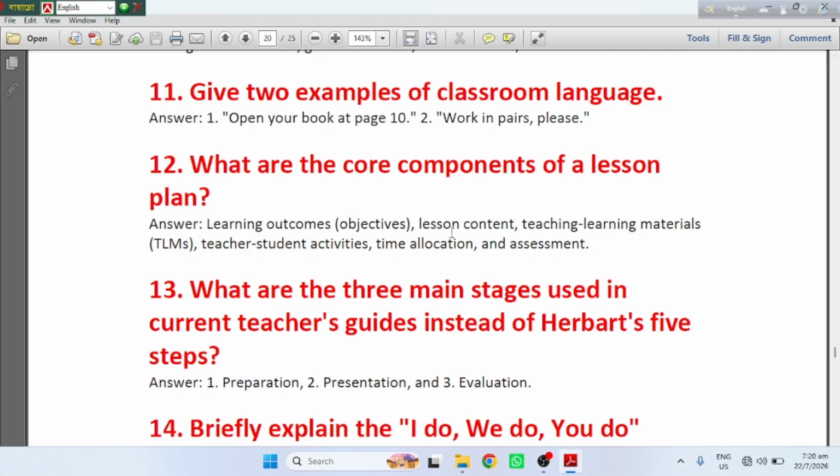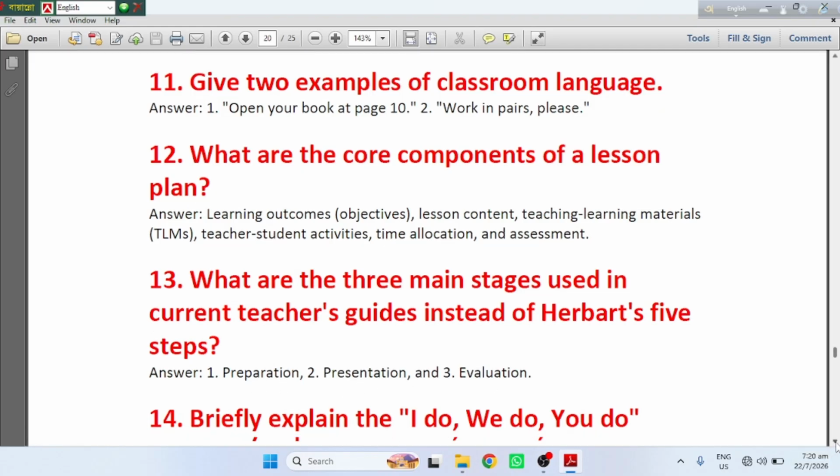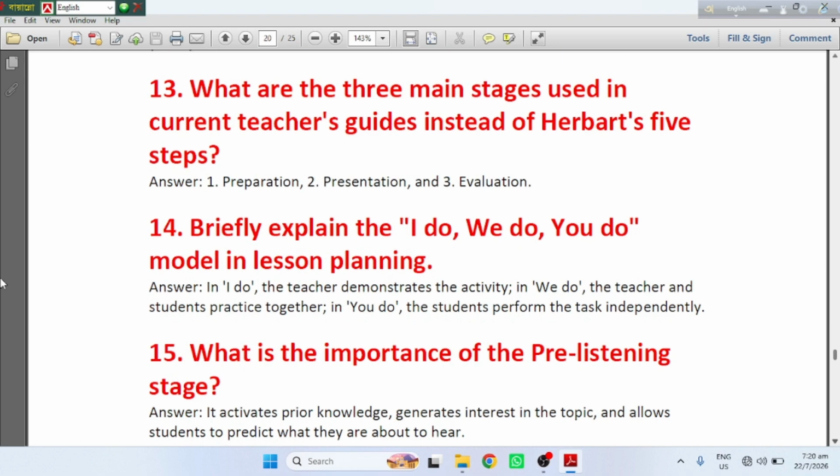What are the core components of a lesson plan? Learning outcomes, objectives, lesson content, teaching-learning materials, teaching-learning activities, time allocation, and assessment. What are the three main stages used in the teacher's guide instead of Harvard's 5 steps? Preparation, presentation, and evaluation.